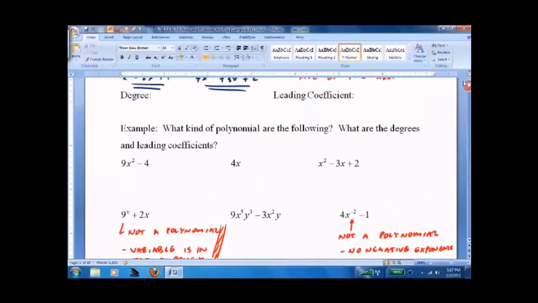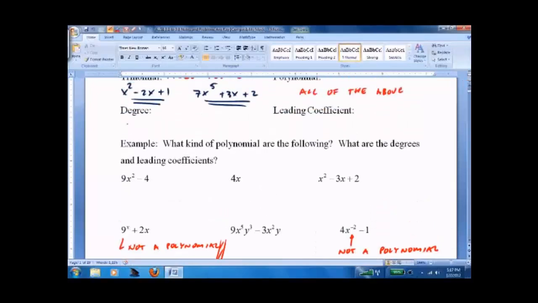Get back up top. What is the degree? That's the highest exponent, and I'll give you examples on that in a moment. So for the example directly above it, that's a 5th degree polynomial. Only 3 terms, but that's a 5, so we call it a 5th degree. And leading coefficient, that's the number in front of the highest power.